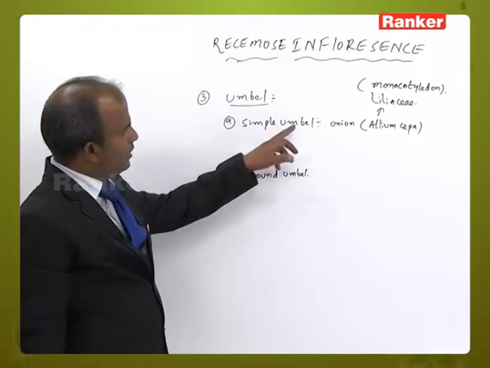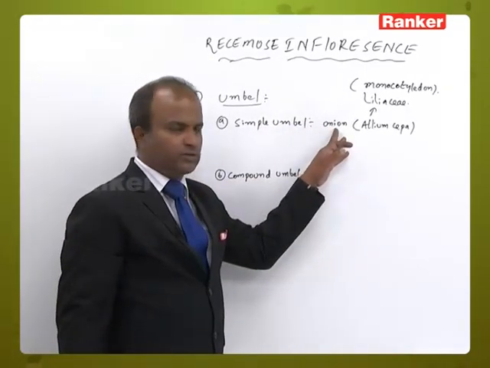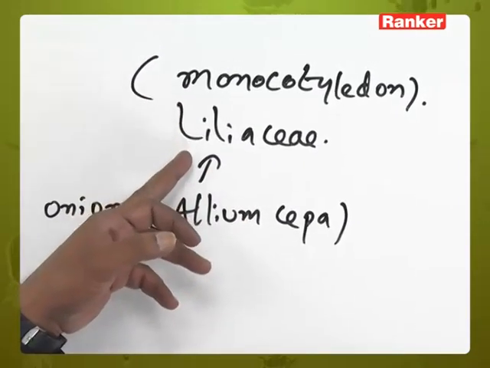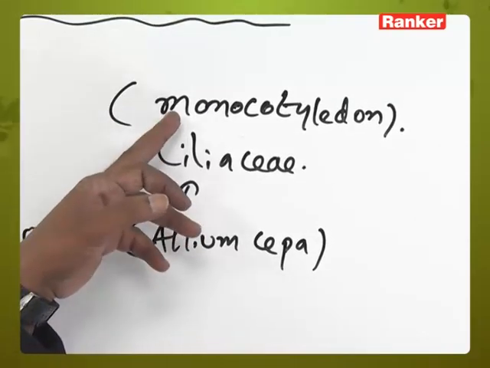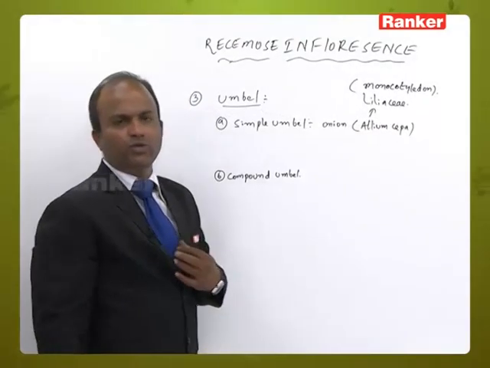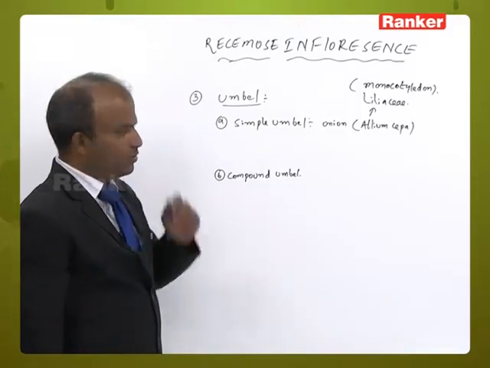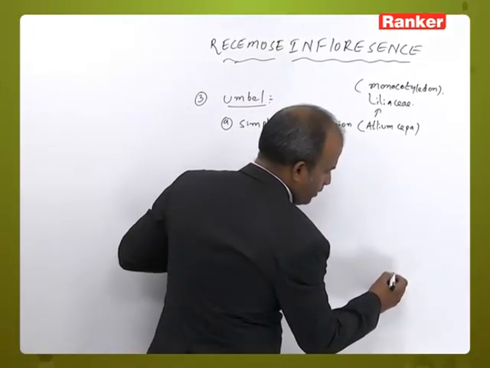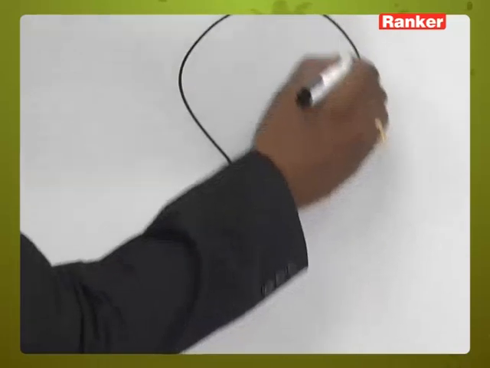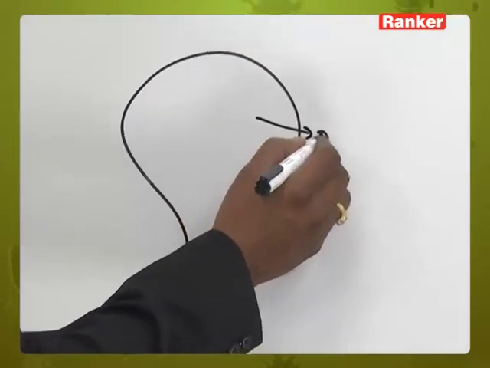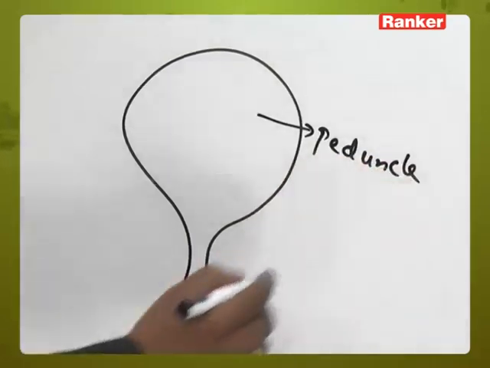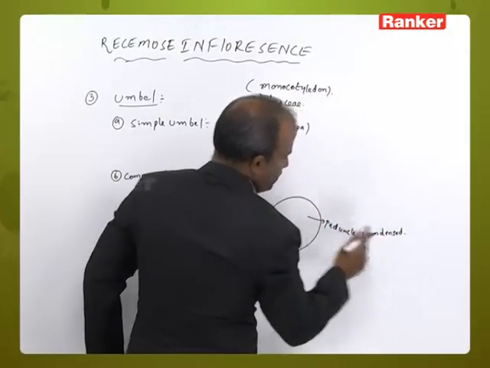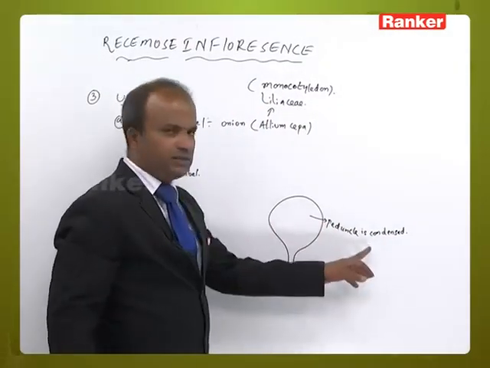Umbel is of two types. One is simple umbel, for example onion. The scientific name of onion is Allium cepa, and it belongs to the family Liliaceae and to the monocotyledons. Now in the simple umbel, the peduncle is condensed. This is the peduncle, and here the peduncle is condensed.